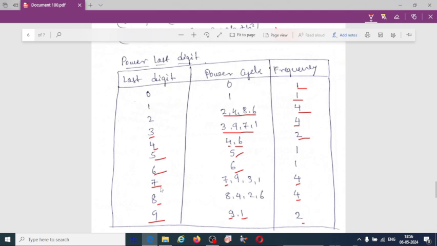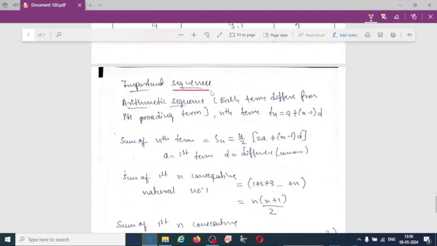Usually 2, 3, 7, 8 have a frequency of 4. And 4 and 9 have a frequency of 2. 5, 6, 1, 0 have a frequency of 1. Important sequences. Some of the questions will be asked from arithmetic and geometric sequences. In an arithmetic sequence, each term differs from its preceding term by a common amount. If you want to find the nth term, this is the equation for an arithmetic sequence: Tn equals a plus (n minus 1) d, where a is the first term and d is the common difference.